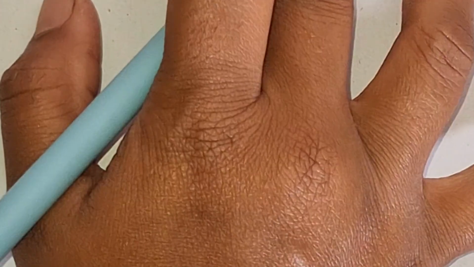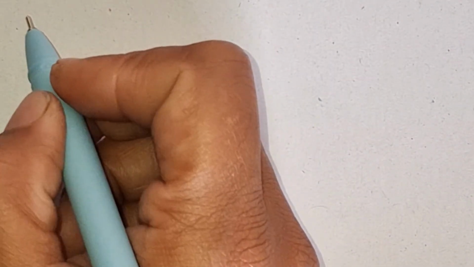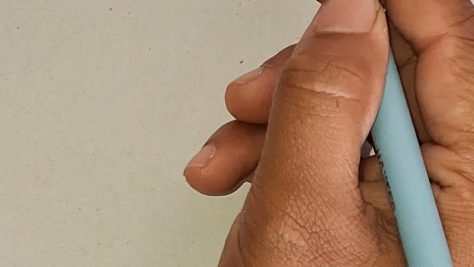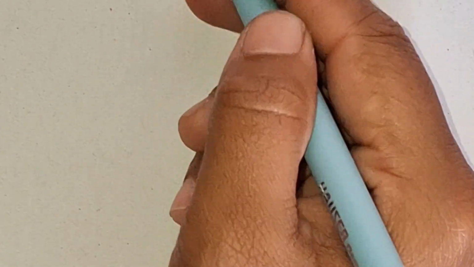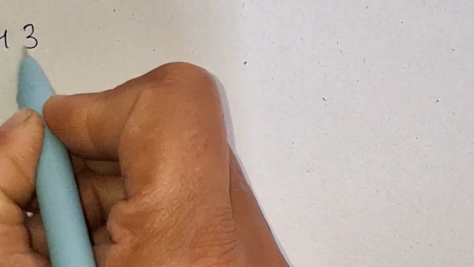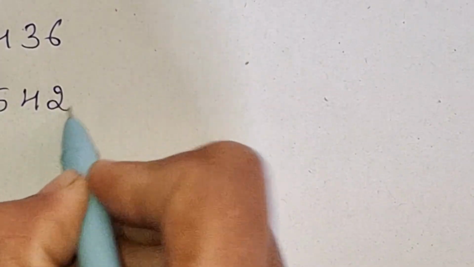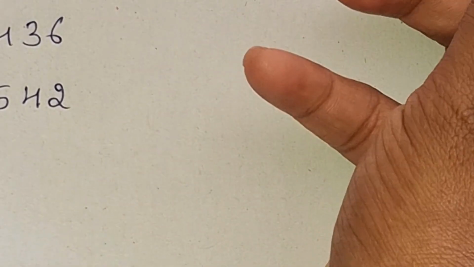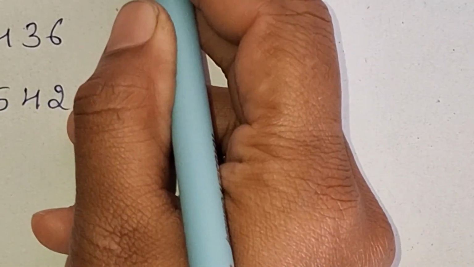In the Real Numbers chapter, this question is important. Sometimes they ask to find the smallest number that will divide, and sometimes the largest number that will divide. So first, what are the numbers given? We will write 398, 436 and 542. Leaving remainder 7 for 398, 11 for 436 and 15 for 542.